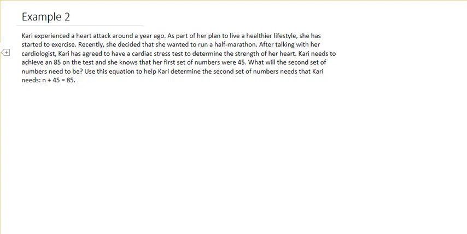Carrie experienced a heart attack around a year ago. As part of her plan to live a healthier lifestyle, she started to exercise. Recently, she decided that she wanted to run a half marathon. After talking with her cardiologist, Carrie has agreed to have a cardiac stress test to determine the strength of her heart. If Carrie needs to achieve an 85 on the test, and she knows her first set of numbers were 45, what will the second set of numbers need to be? Use this equation to help Carrie determine what the second set of numbers needs to be: n plus 45 is equal to 85.